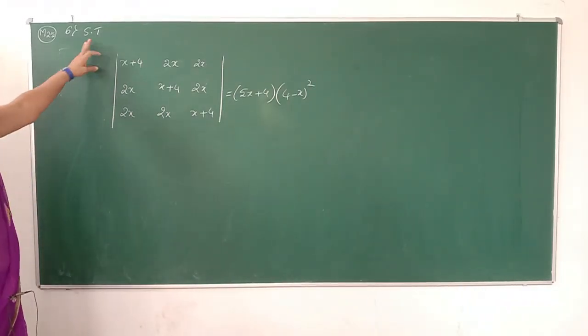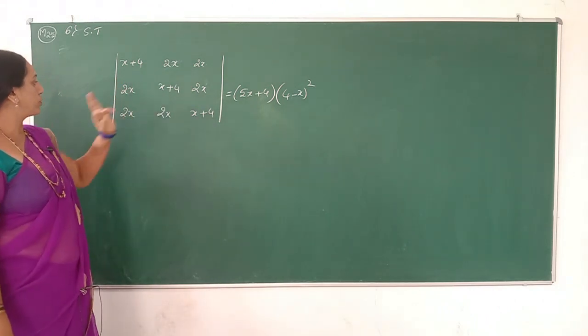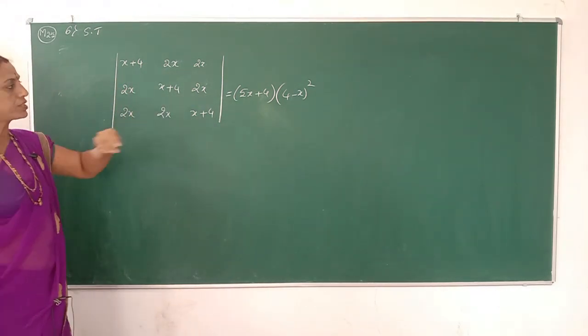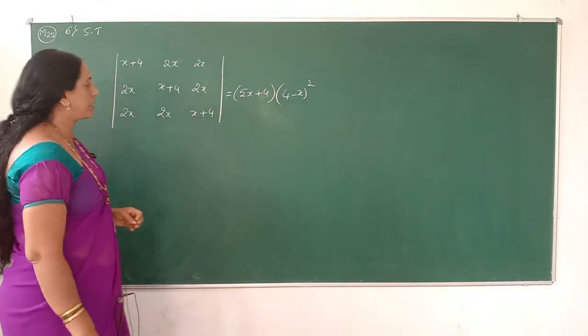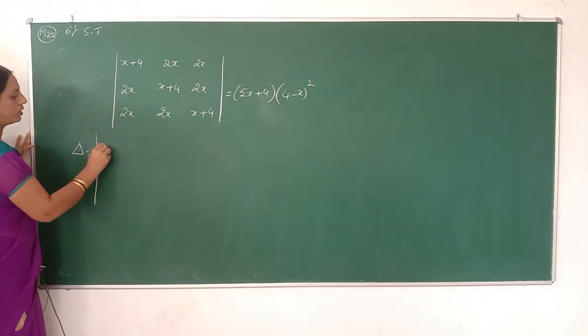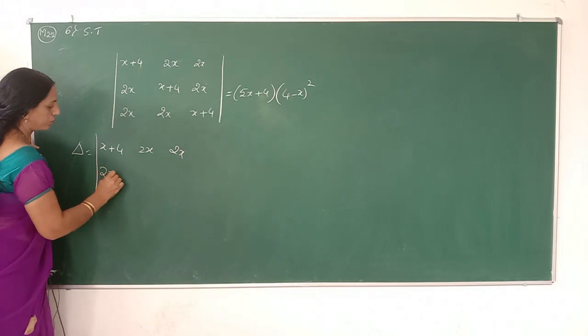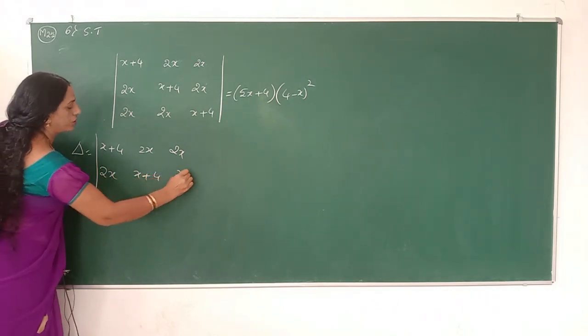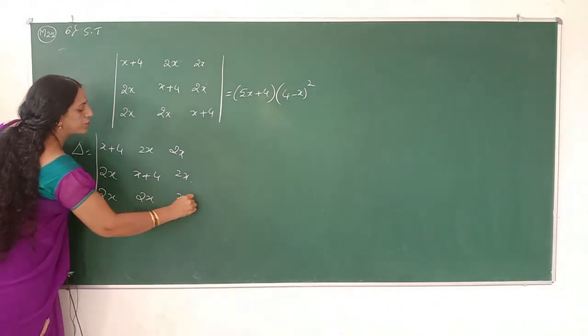Next one. Show that the determinant of x plus 4, 2x, 2x, 2x, x plus 4, 2x, 2x, 2x, x plus 4 is equal to (5x plus 4)(4 minus x) whole square. Now consider the delta. So delta is equal to x plus 4, 2x, 2x, 2x, x plus 4, 2x, 2x, 2x, x plus 4.